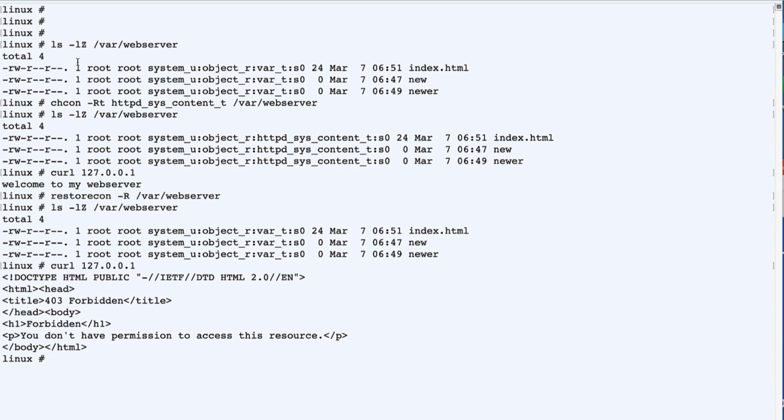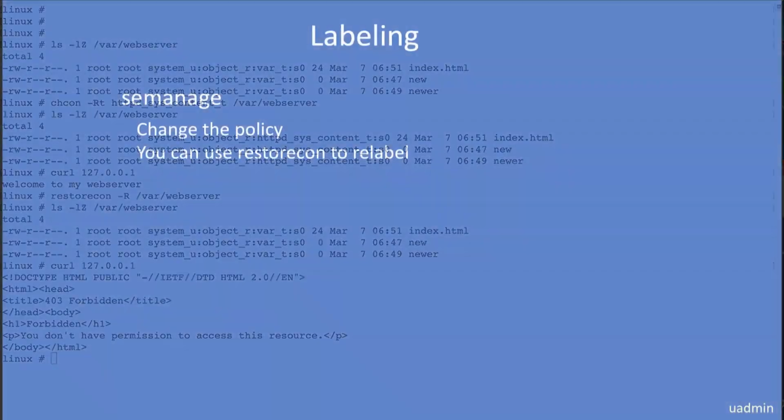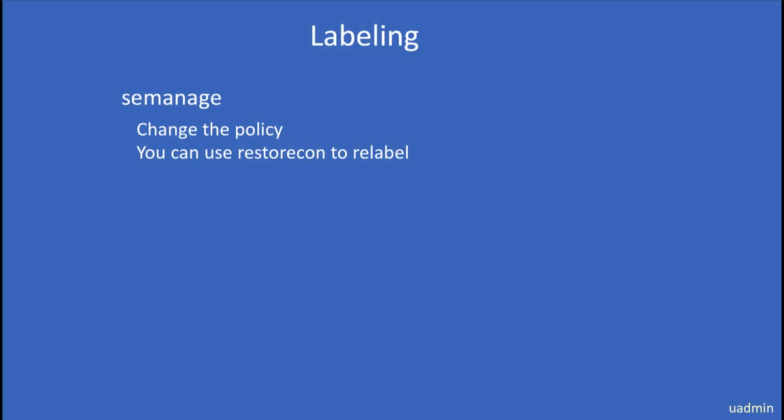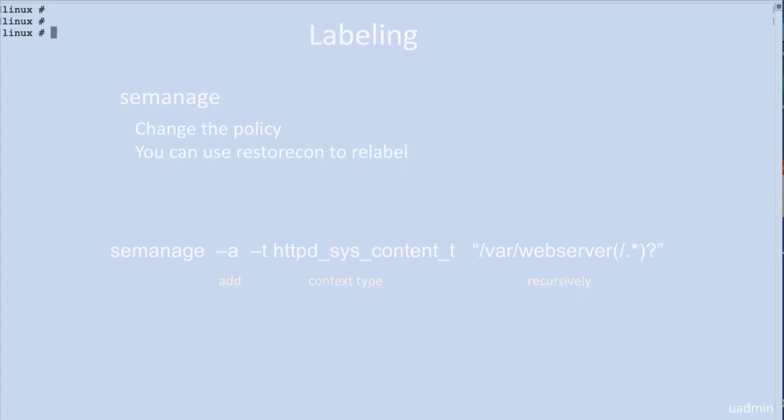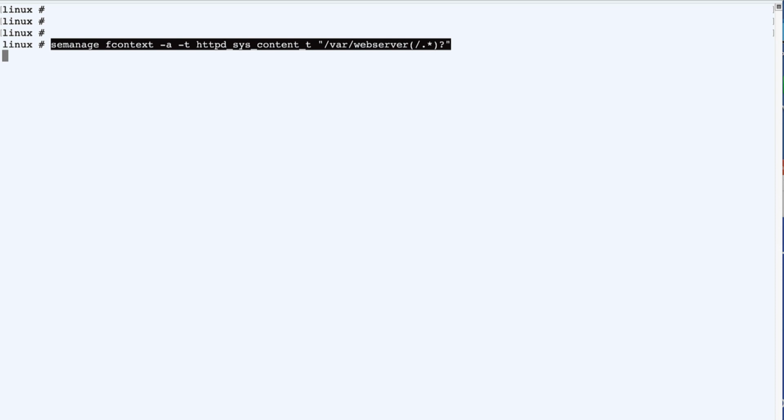Okay, but what if you want to make this permanent, so that even after a relabel of any kind, the situation would be the same as when you used chcon? This is where semanage can help. With semanage you can change the policy on the fly without having to recompile the policy. And after that the new label will be applied whenever labeling takes place. So the command looks like this. We add the file context in the policy to HTTPD recursively for the web server directory.